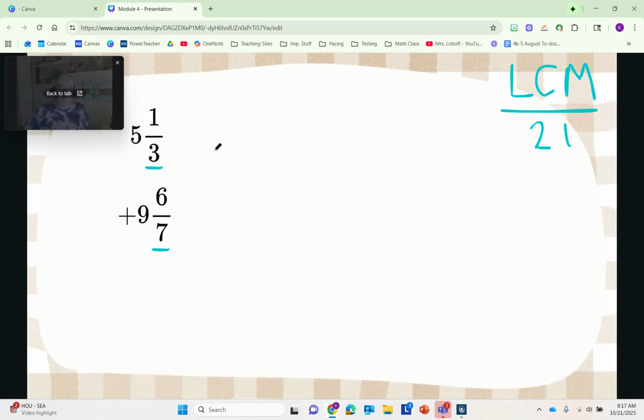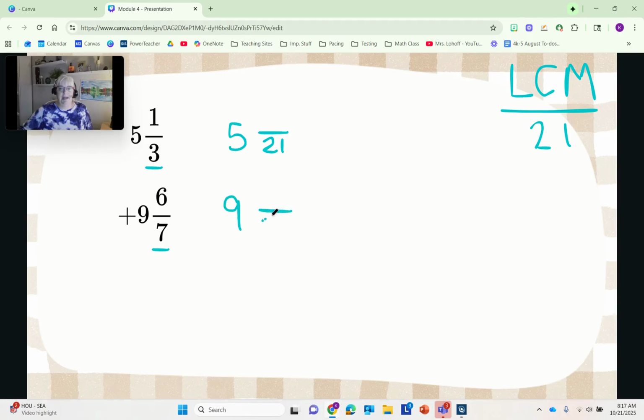Now we're going to change the denominators to be 21. So copy that whole number, and our denominator will be 21. We have 9, copy the whole 9, and our denominator will be 21. To get to 21 from 3, we multiplied 3 times 7. So we're going to multiply the top times 7. 1 times 7 is 7. To get to 21 from 7, we multiplied 7 times 3. So we do the same to the top. 6 times 3 is 18.